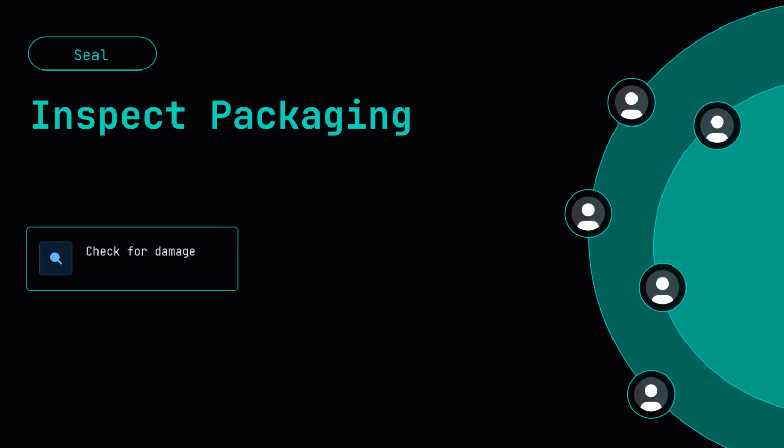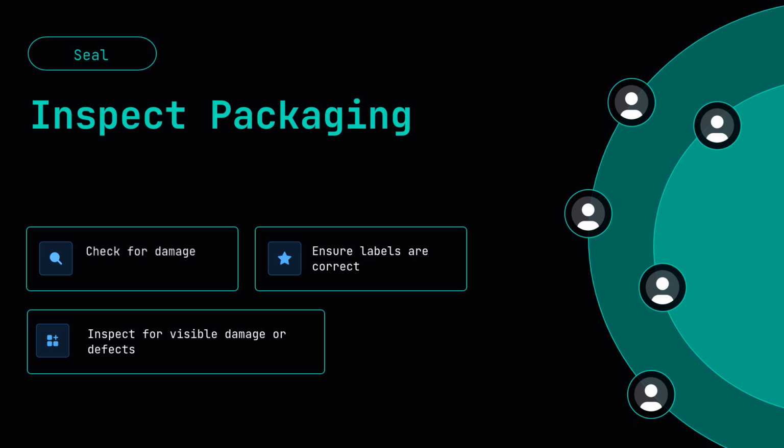Check the packaging for a proper seal and no damage. Ensure labels are clear and correct. Inspect the part for visible damage or defects. Confirm the part is clean and rust-free. Verify the size and shape match the specifications.